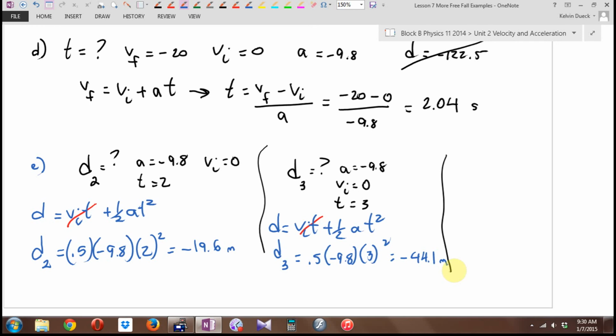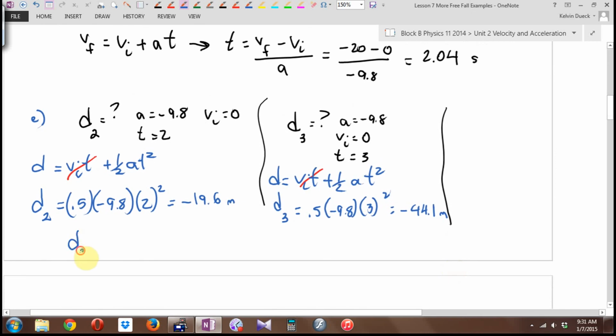How can I figure out this little chunk here? How far I fell in that third second? Subtract. Yes, subtract. So distance in the third second is going to be negative 44.1 minus negative 19.6. Trust the math will work, even with negatives. The approach, yeah, if you want to find out the difference between two objects, you subtract them. What do you get?